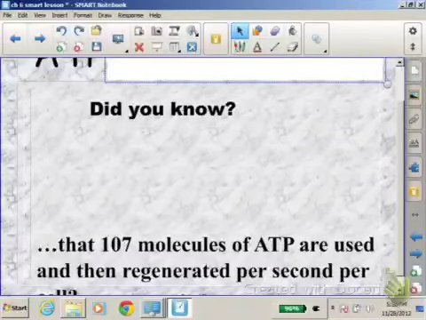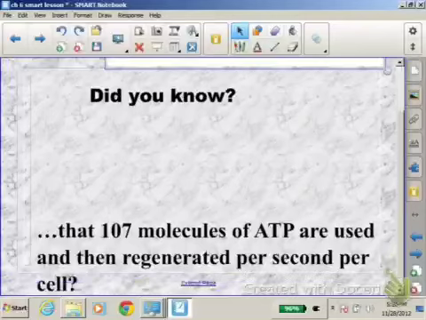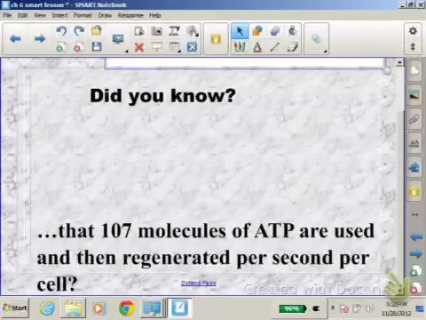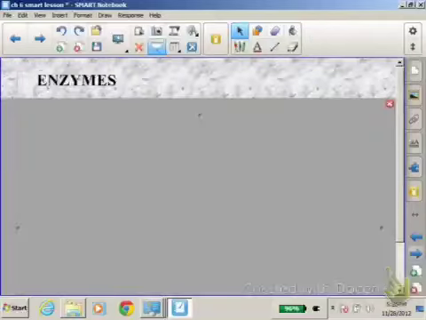It says, did you know that 10^7 molecules of ATP are used and then regenerated per second per cell? That's crazy considering that you have trillions of cells. All right, let's move on to something I feel like you're a little bit more familiar with. Let's talk about enzymes.